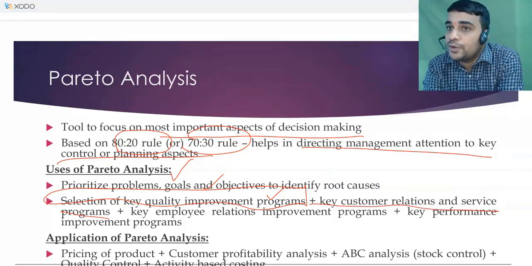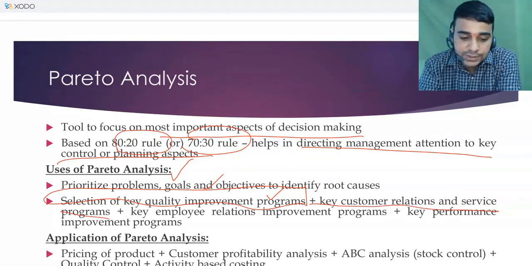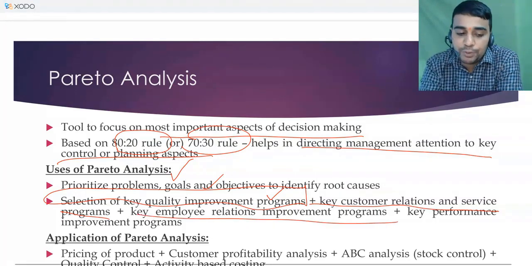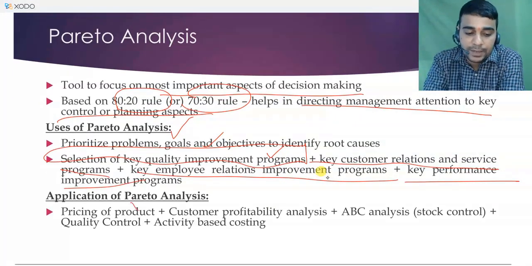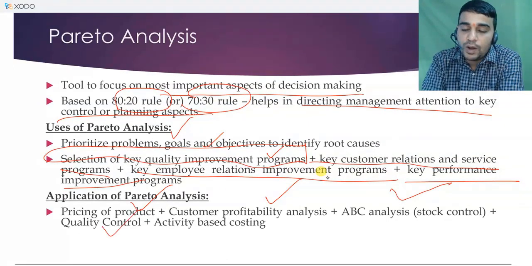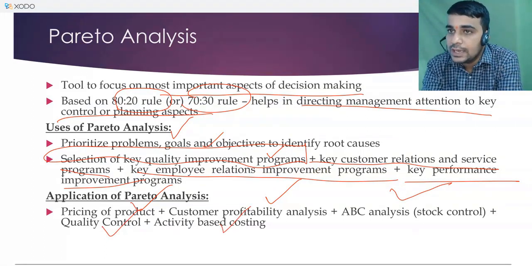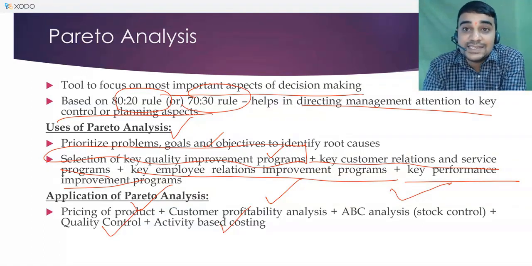This is from the point of view of customer profitability. Get to know who are the most important customers. Key employee relationship improvement program. Key performance improvement program. And this is what application I was talking about: pricing of product, customer profitability analysis, ABC analysis, quality control, activity based costing. You are going to use it at all these places to ensure that there is a selective control.